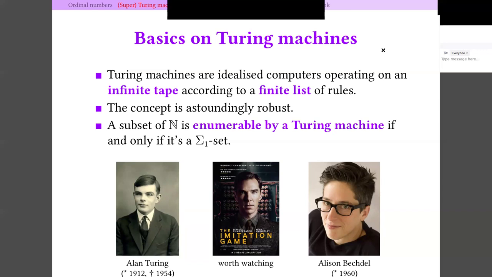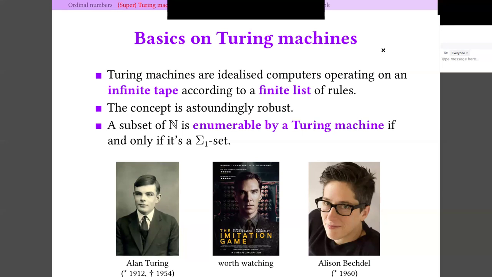That means that there is a Turing machine which outputs, in some order, all the inhabitants of that subset that is enumerable by a Turing machine. For instance, the set of prime numbers is enumerable by a Turing machine because there's a Turing machine which can output all the prime numbers in some ordering. There's even a Turing machine which can output the prime numbers in their natural order.